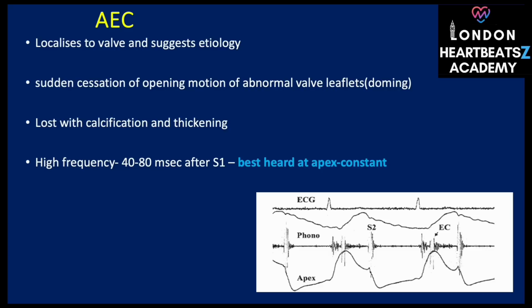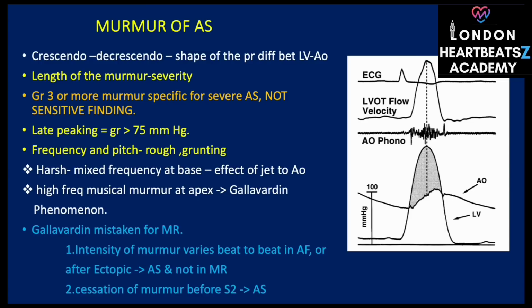And the sound of the murmur itself can be helpful. How so? Aortic stenosis murmurs tend to be rough and harsh, sometimes described as grunting. Not a pretty sound. What about the Gallavardin phenomenon? Yes. The Gallavardin phenomenon is when the murmur has a high-pitched, almost musical quality and is heard best at the apex of the heart. Interesting. It can be mistaken for the murmur of mitral regurgitation. Why does that happen? It's like an acoustic illusion.